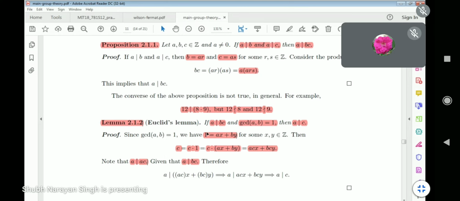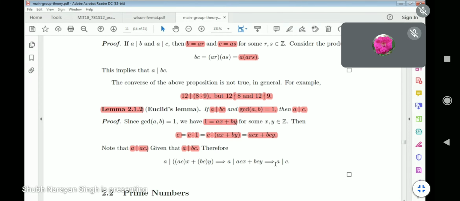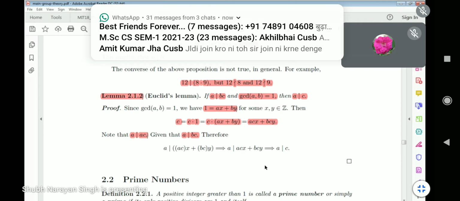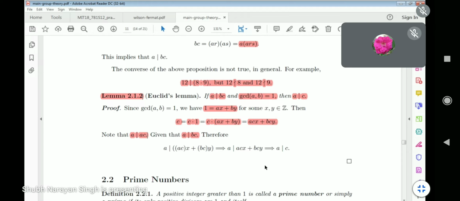With these two pieces of information, A divides BC and GCD of A and B equal to 1, we reach that A divides C in this case. This is a clear lemma. If anyone has doubts, you can ask. Okay, thank you then.